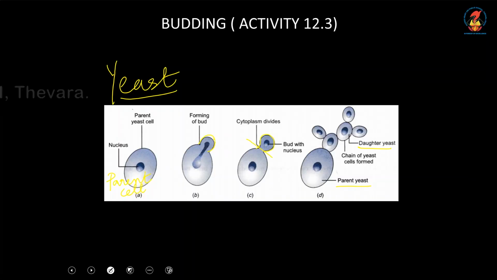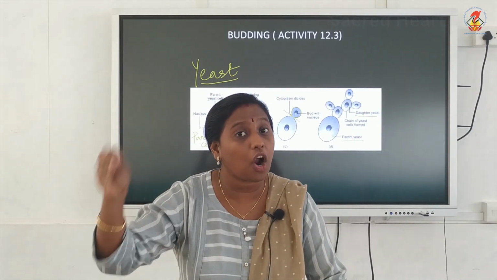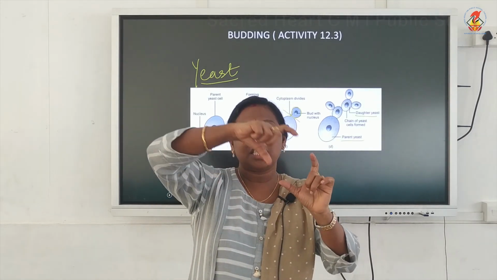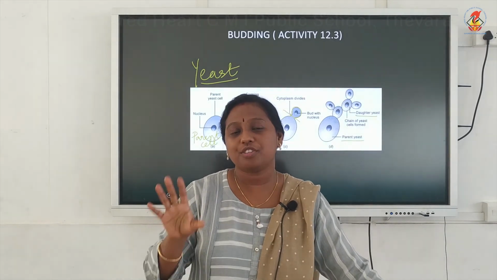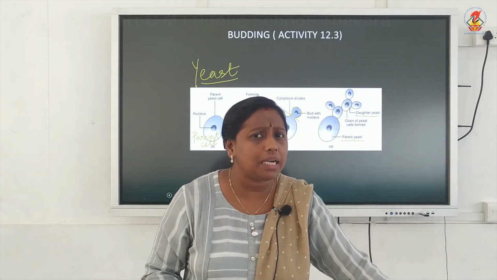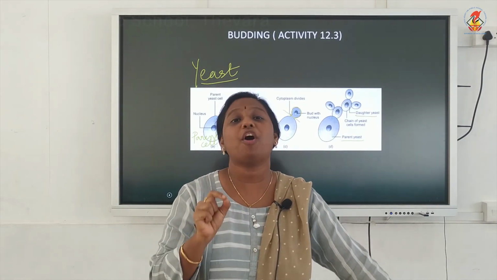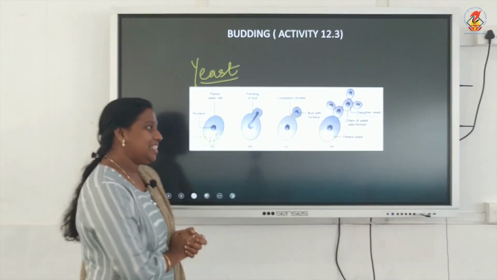That will also not get detached. Again from there, another bud will be formed. Like this, a chain of yeast cells will be formed. If the newly formed buds are not getting detached from the parent body, you will get a chain of yeast buds. Clear? So this is the process of budding which occurs in yeast. So what is budding? The process of asexual reproduction by the formation of a bud, you call it budding. Clear? So budding is over.